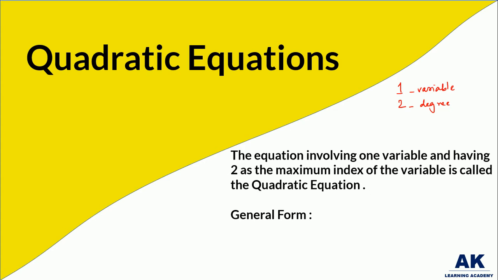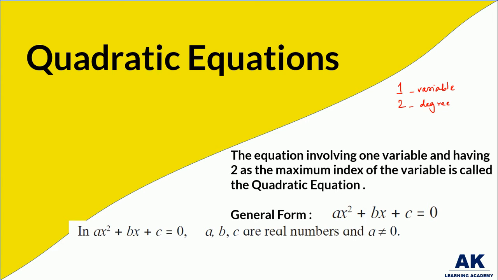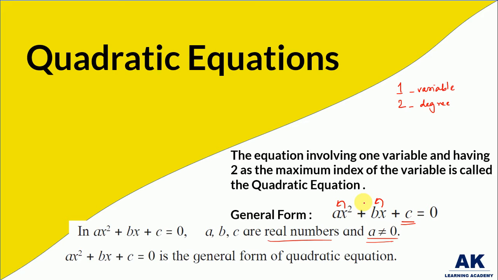Let us see what the general form is. Ax square plus bx plus c is equal to 0 is the general form, right, where the coefficient of x square is a, the coefficient of x is b and c is the constant term, right? So a, b and c are what? Real numbers, and a is not equal to 0 is the very important condition, because if a is equal to 0, then it's not a quadratic equation, right? So it becomes a linear equation. So ax square plus bx plus c is equal to 0 is the general form of a quadratic equation.